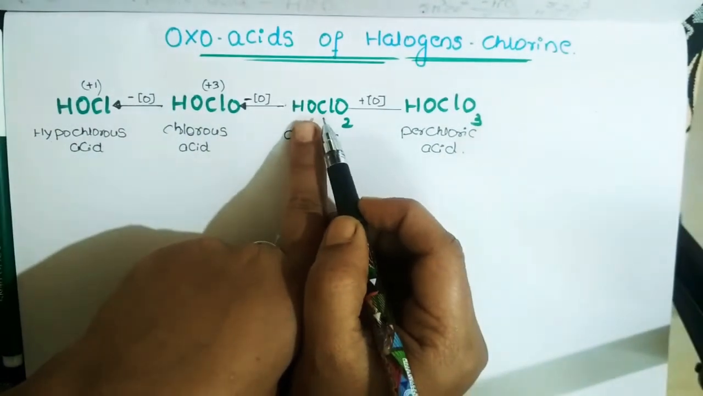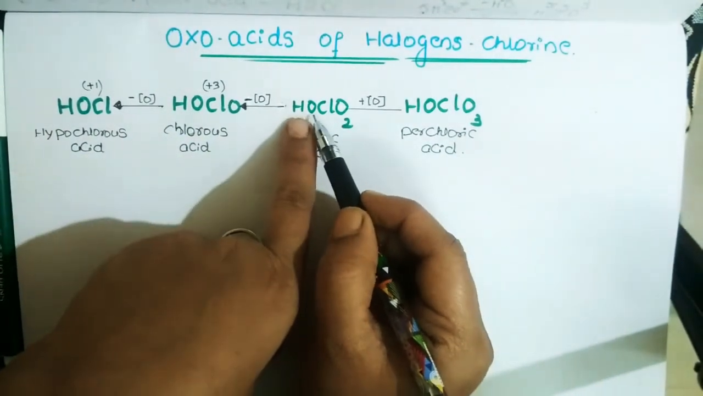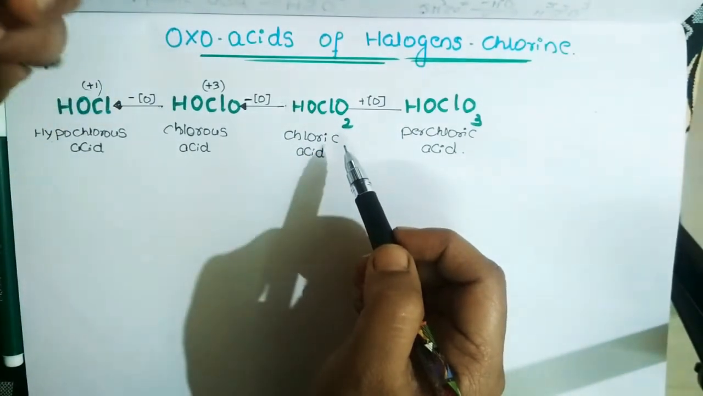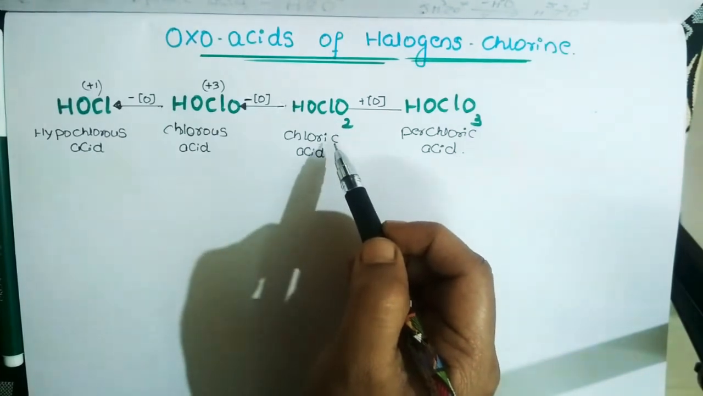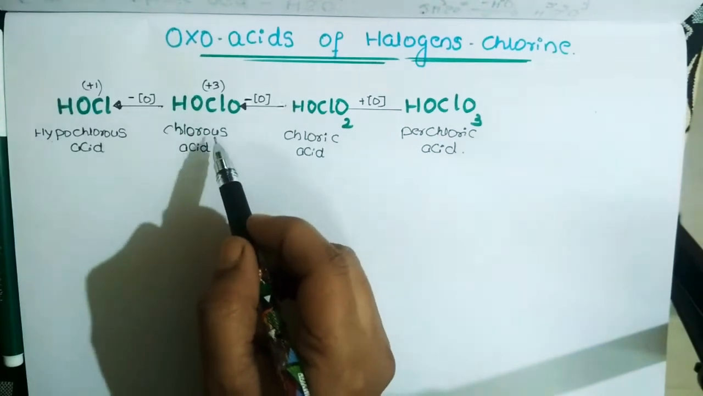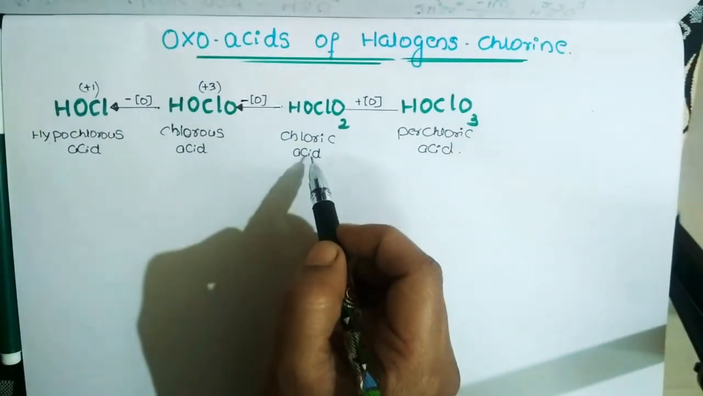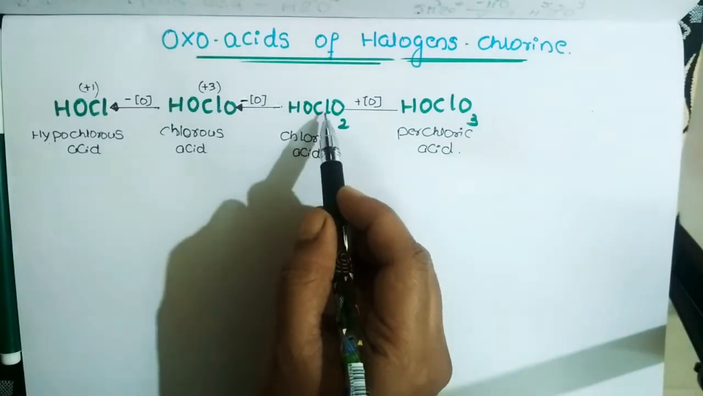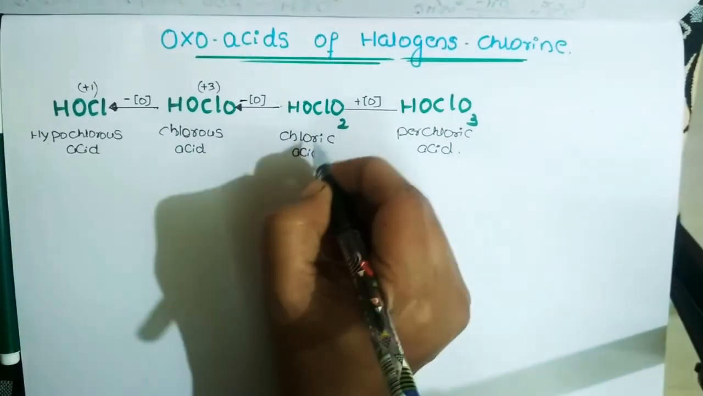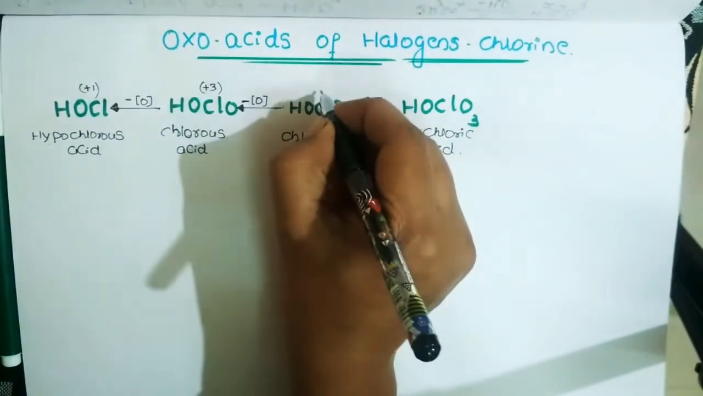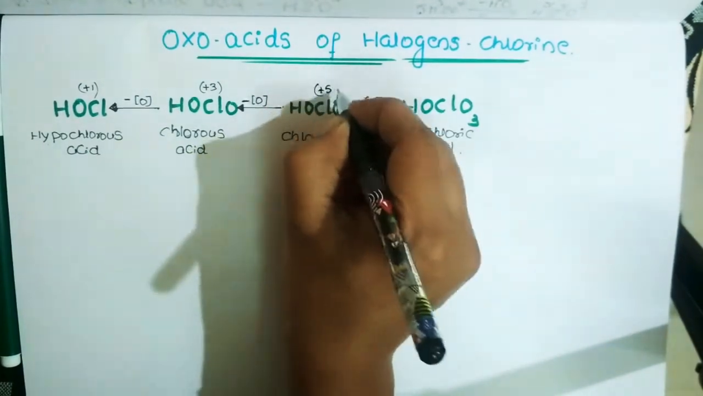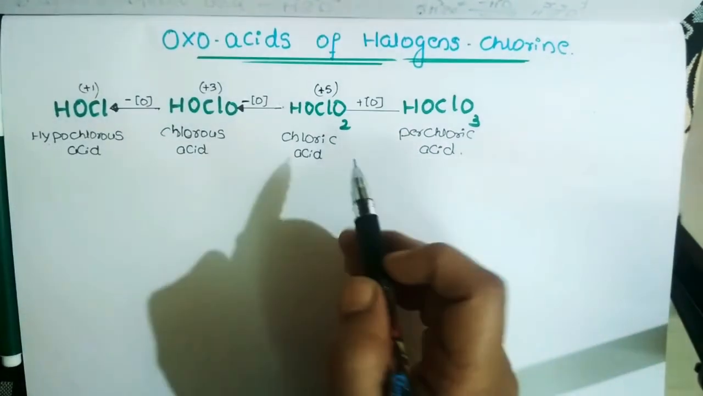Similarly, here we have HOClO2, that is chloric acid. For a high oxidation state, we always call it an ic acid, and for a low oxidation state we take it as an ous acid. By removing one oxygen from chloric acid, we get chlorous acid. What is the oxidation state of chlorine in chloric acid, dear students? It is HOClO2, so it is a +5 oxidation state. I hope you know how to find the oxidation state.